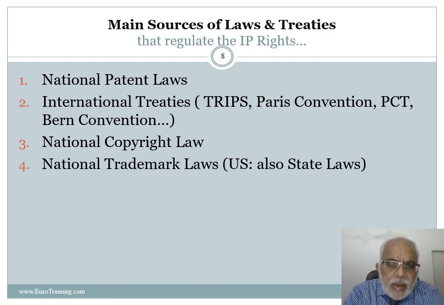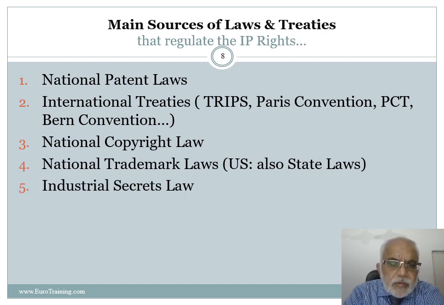Then every country has its own national trademark laws, which talk about what you can trademark, how you must apply for a trademark, what protection you are going to get, and what you need to do in order to keep the trademark alive. In the US, trademarks are also the subject of state laws. So every state has its own trademark law. And also there are federal trademark laws. So one has to have an understanding of both of them.